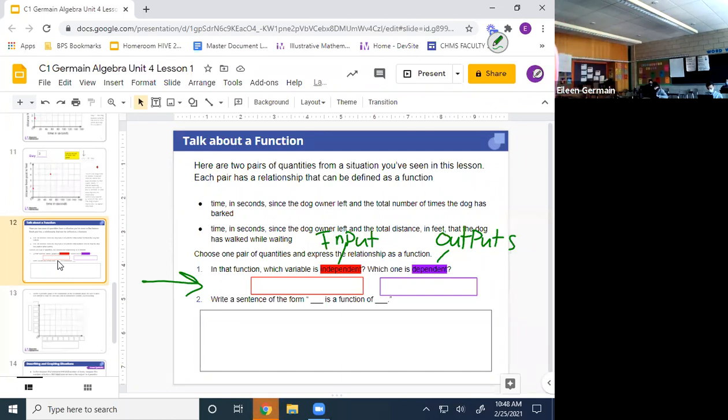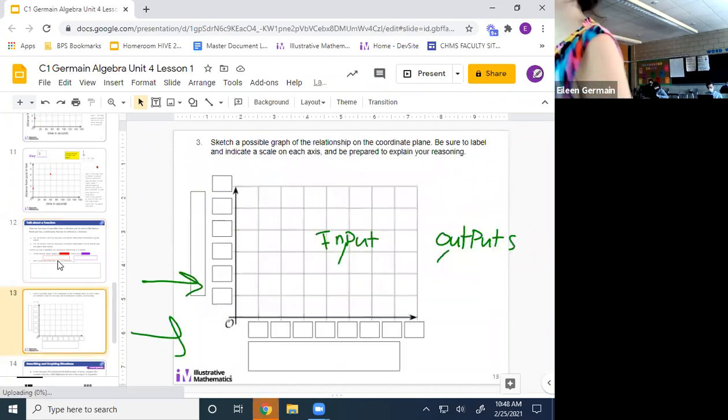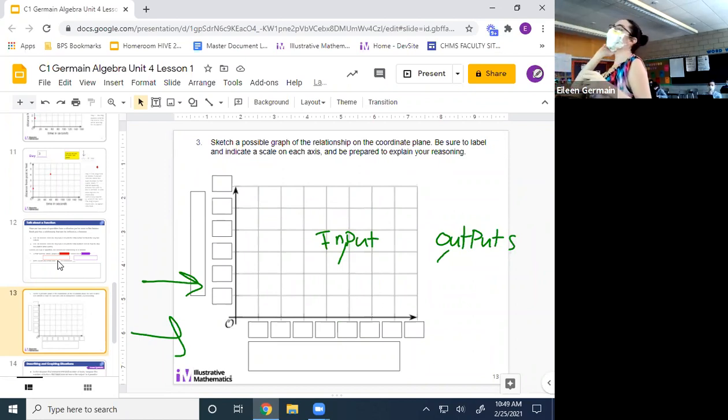So first you're going to identify the independent and dependent. Then you're going to write a sentence in the form of blank is a function of blank. And then you're going to create a graph on slide number 13, labeling your axes, scaling them, and putting some points on. You can grab points from the pile on slide number 11. I want you to take 3 minutes right now to do these 3 things.